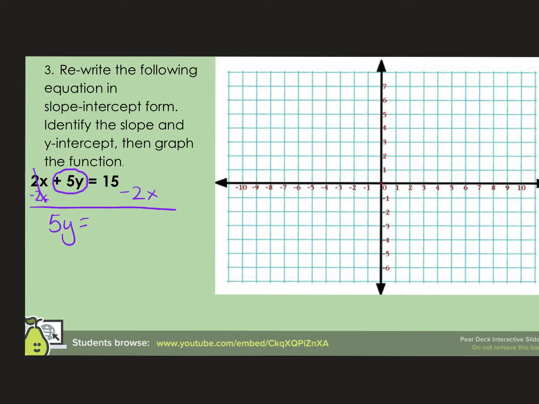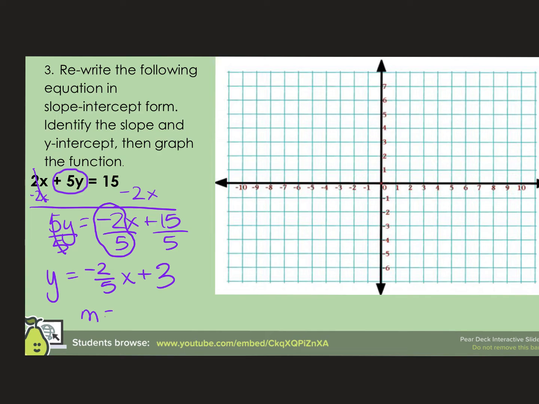5y. I need the negative 2x first. The 15 is positive. Now I need to get the y by itself. I need to get rid of this 5. I'm going to divide every single thing in this equation by 5. I'm going to separate my slope from my x. 15 divided by 5 is 3. Okay, so my slope is negative 2 over 5.